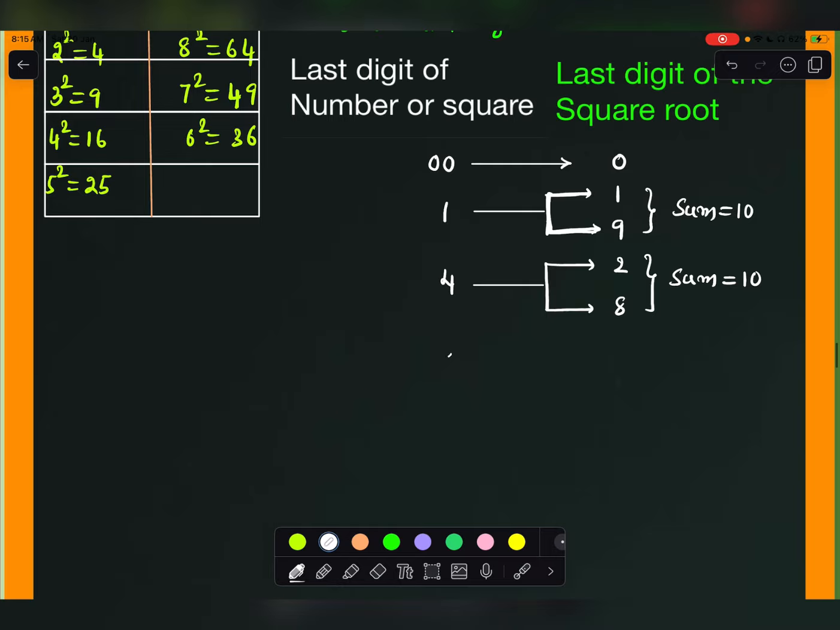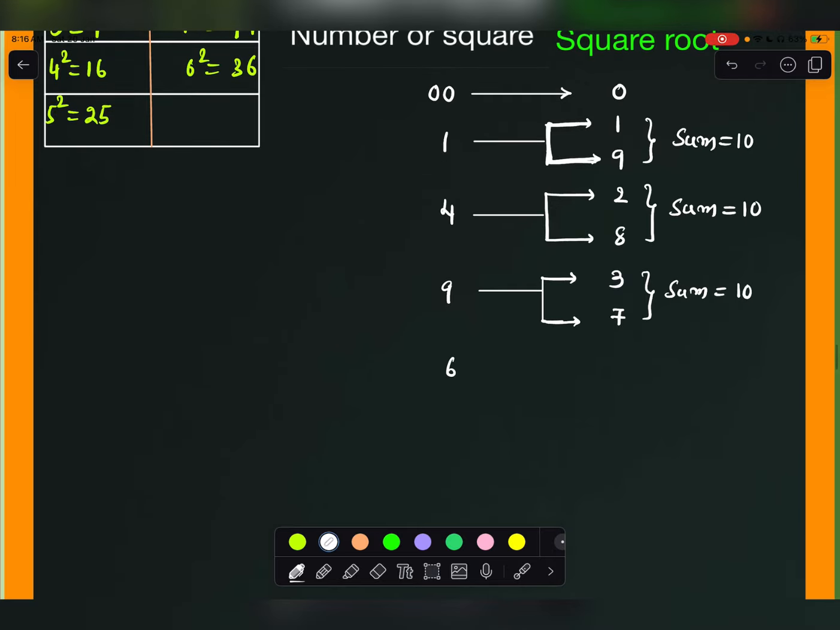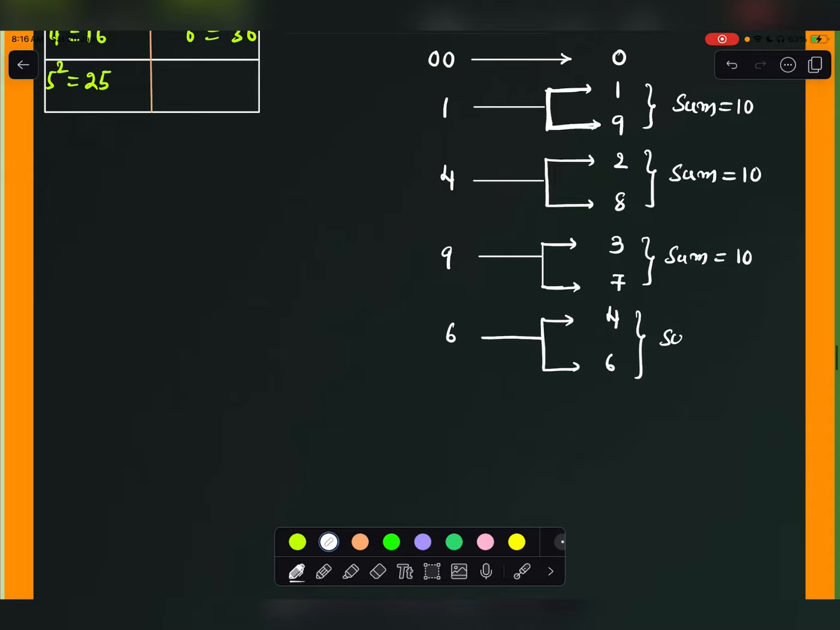Now a number that ends with 9. Its square root definitely ends with either 3 or 7. If you know one number, the other we can guess directly, 7. And here also the sum of the digits equals 10. Next, if a number ends with 6, its square root definitely ends with either 4, since 4 squared is 16, or its complement. 4 plus how much is 10? 6 only. Here the sum is 10 again.